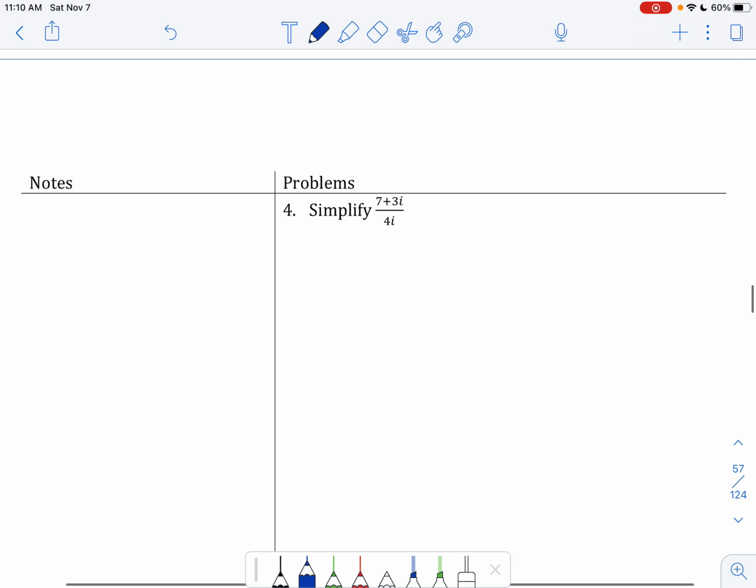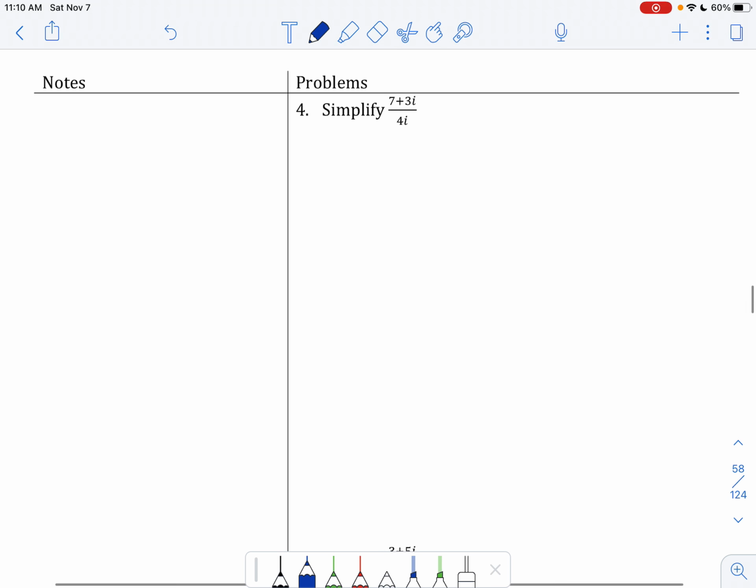Another important operation is going to be division, just like we saw before. We have a root here in the denominator, so we want to multiply both the numerator and denominator by i. And it's really important that you remember to distribute that to both terms when you do that. So then we have 7i plus 3i squared over 4i squared. Just like before, I'm going to take that, just change the sign.